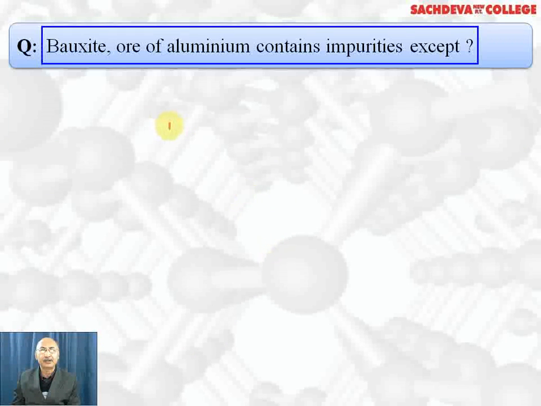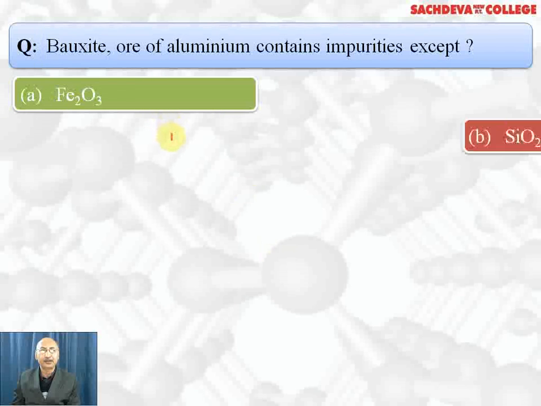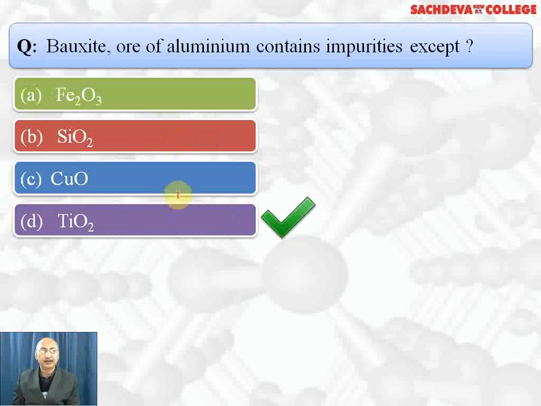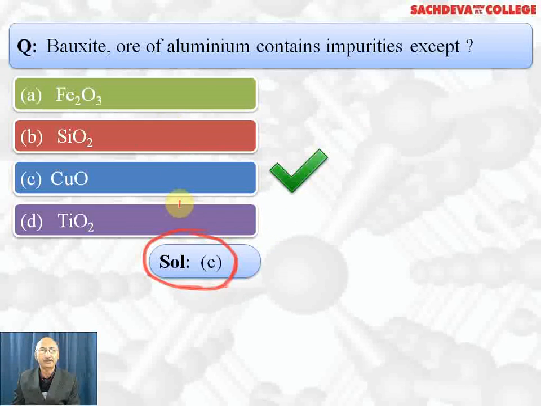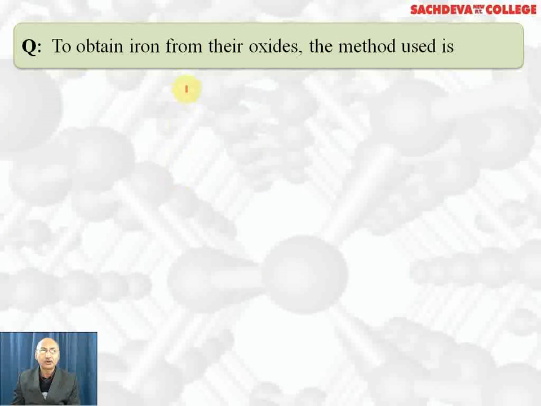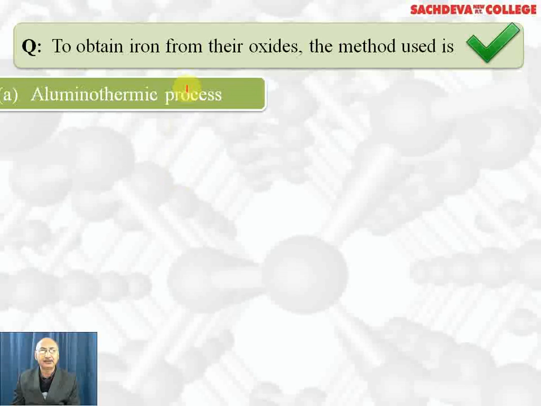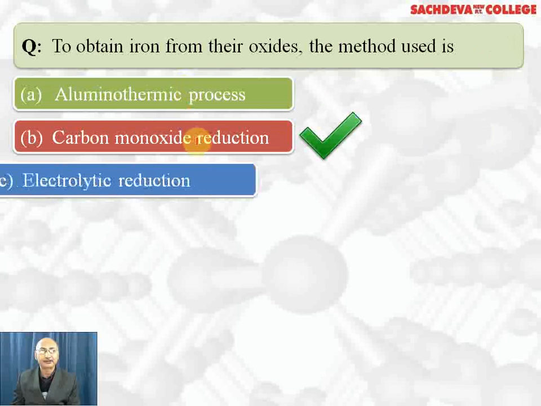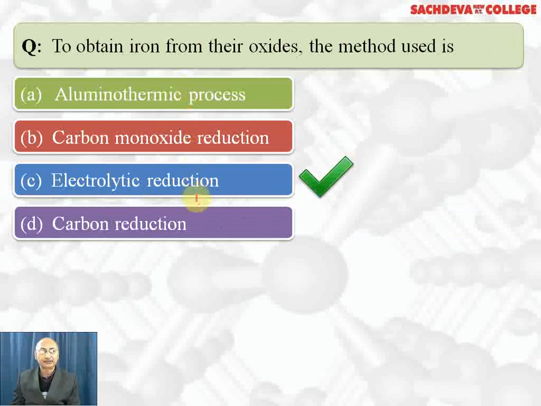Bauxite ore of aluminium contains impurities, which of the following? Fe2O3, SiO2, CuO and titanium dioxide. Correct answer is C part. CuO is not present in bauxite as an impurity. To obtain iron from its oxide, the method used is aluminothermic process, carbon monoxide reduction, electrolytic reduction, carbon reduction. Correct answer is carbon monoxide reduction, which takes place in the blast furnace.